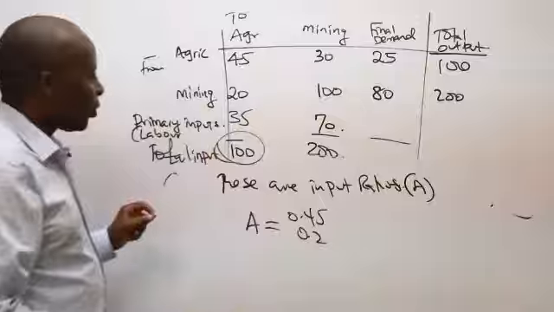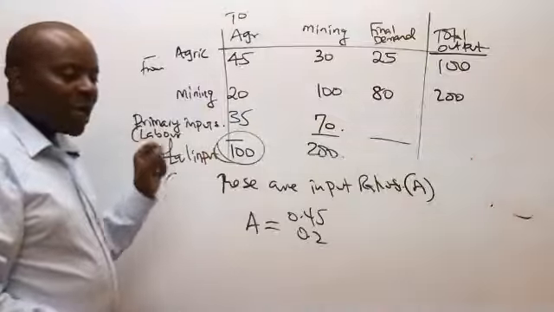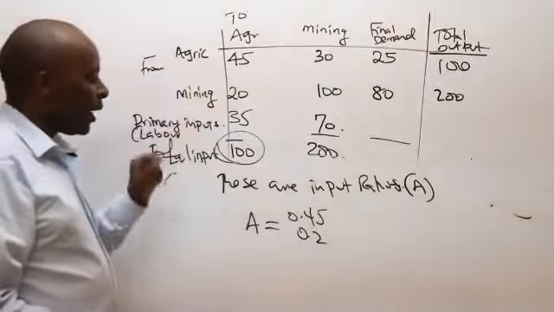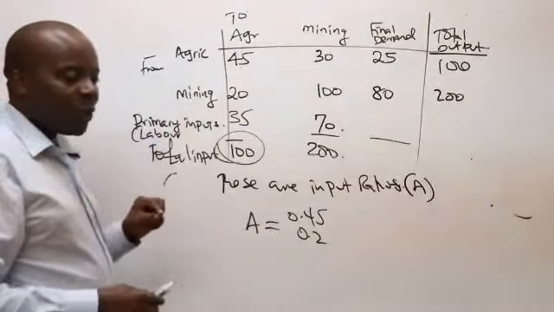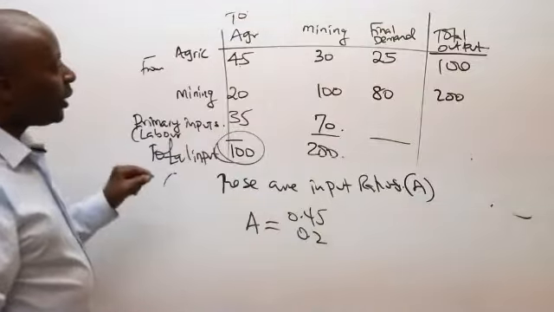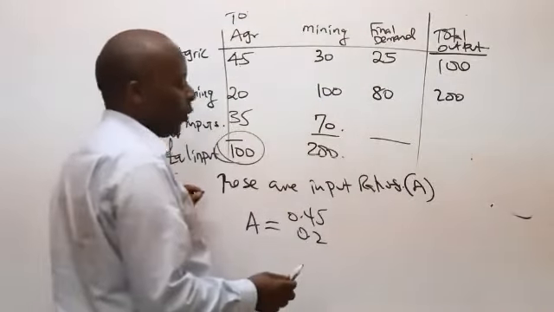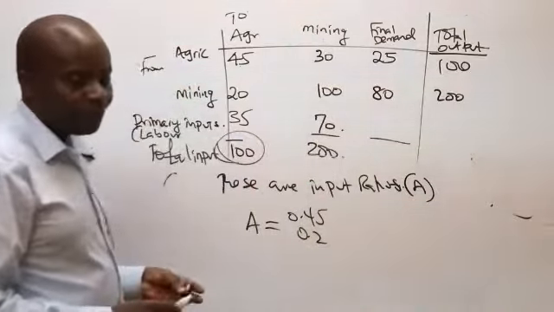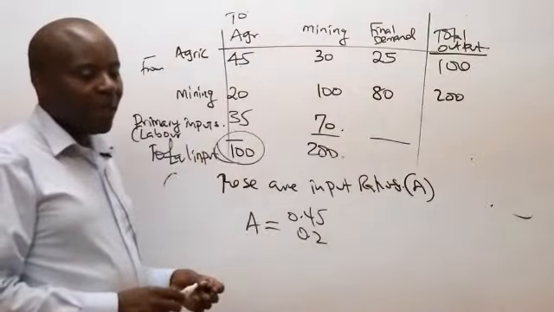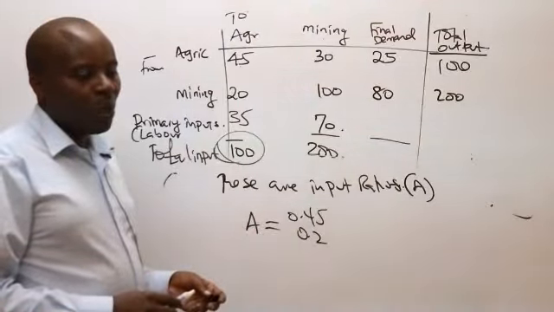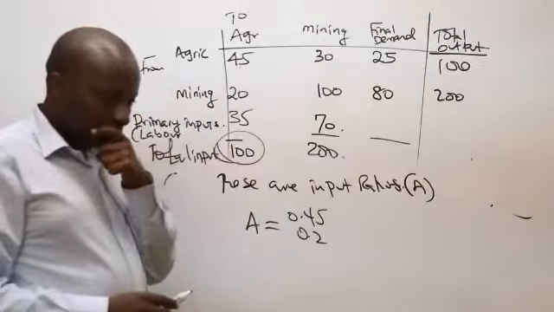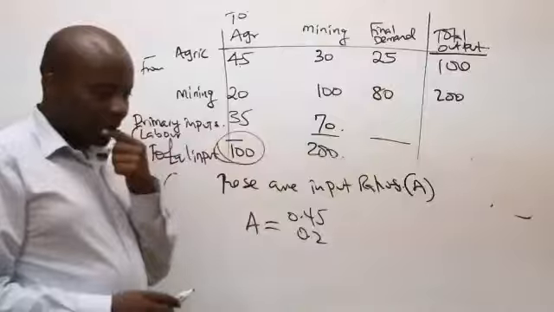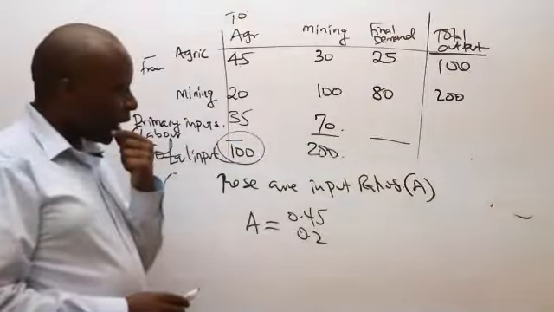Remember, in input ratios, we only capture information about sectors. We can't have an input ratio of the primary inputs, no. It is only between sectors alone. How about the input ratios of mining, if you're following? What will the input ratio of mining be, somebody? Just try. 0.3 and 0.1.